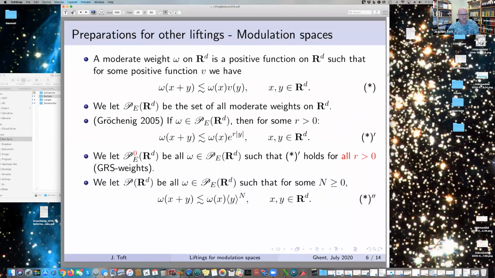And we also let P, without any E or 0, be the set of all such weights, such that we have polynomial type moderateness here. So this should be true for some n greater than 0. And here still, this is the bracket function that we defined in another slide.